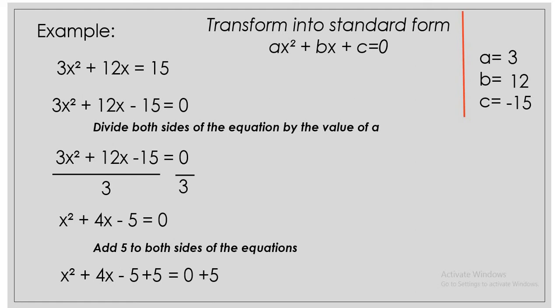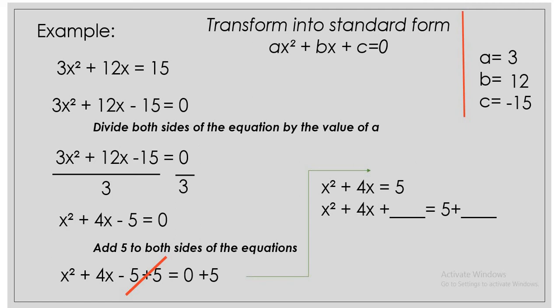Now what if your constant term here is, instead of negative 5, positive 5? Then you will add negative 5 to both sides. Why? To cancel these numbers, negative 5 plus 5. Then it will become x squared plus 4x is equal to 5.